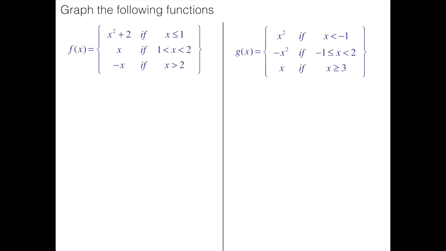Let's give you a little bit more practice on these. Go ahead and push pause on the video now. Graph both of these two. After you've obtained your answers, come back and push play.